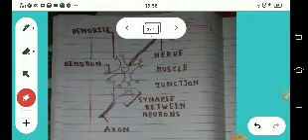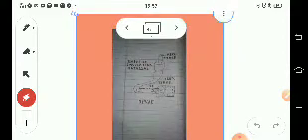Now let us go to the next frame, in which we will study nerves. This is your nerve. This is the structure of a nerve. Now, how are nerves formed? When many nerve cells or neurons join from end to end, they form the structure of a nerve.